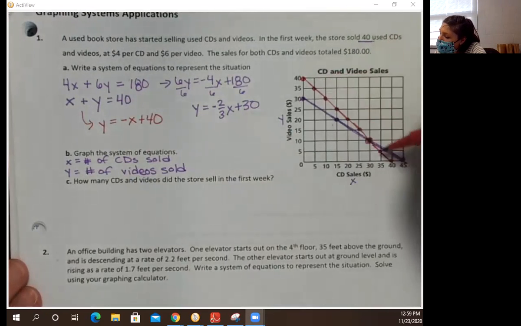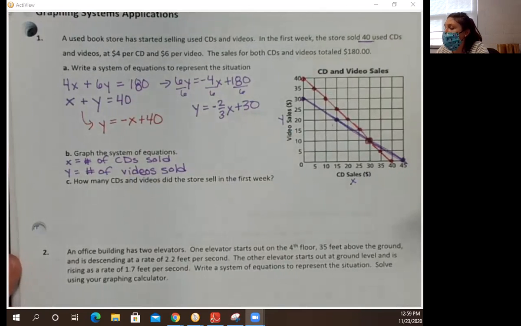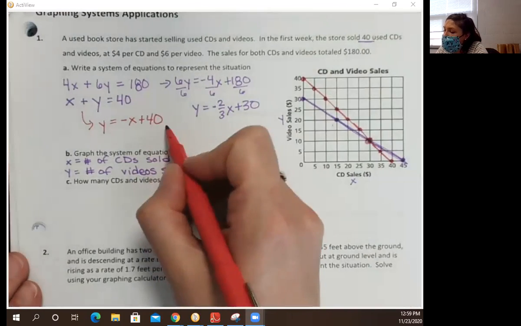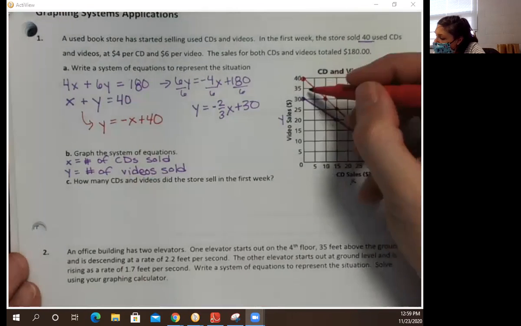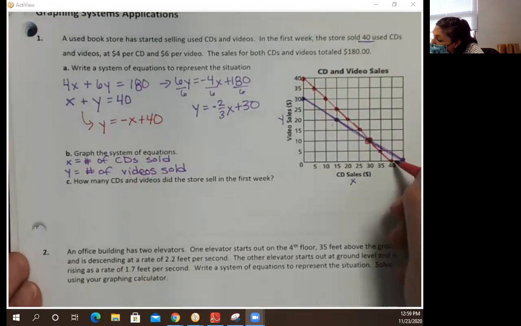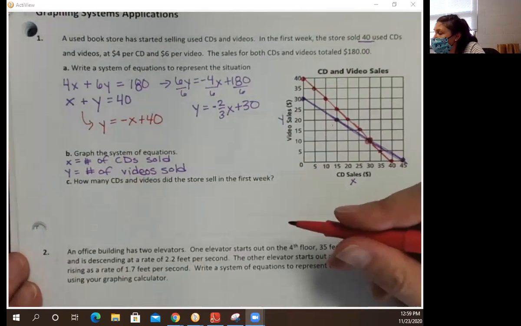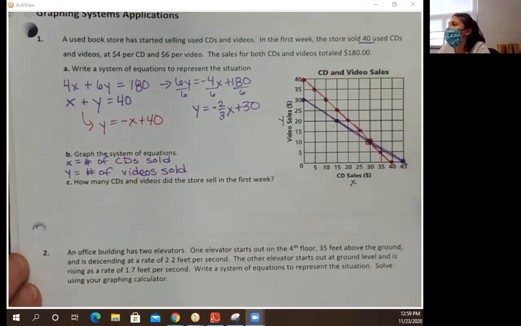On my red line, that second line I drew, all of those points represent combinations of CDs and videos that I could sell to end up having sold 40 things. So I could sell 5 CDs and 35 videos. I could sell 40 CDs and no videos. Any point on that line would be an amount of CDs and an amount of videos I could sell to have a total of 40 things that I sold.